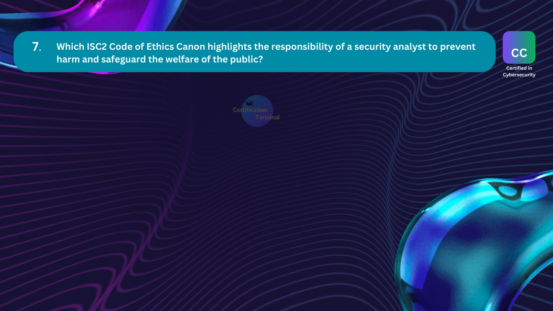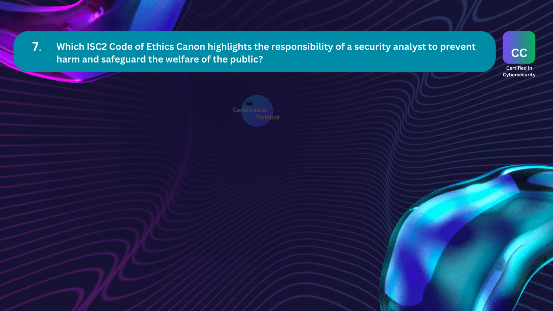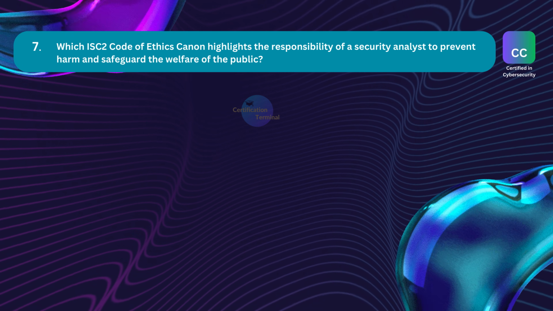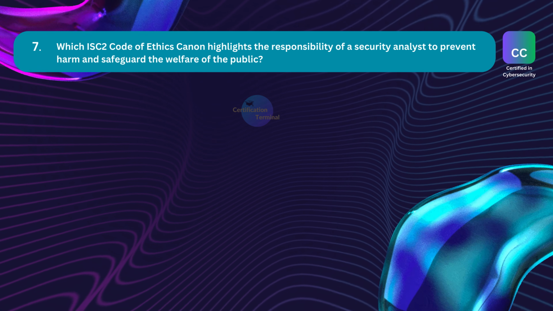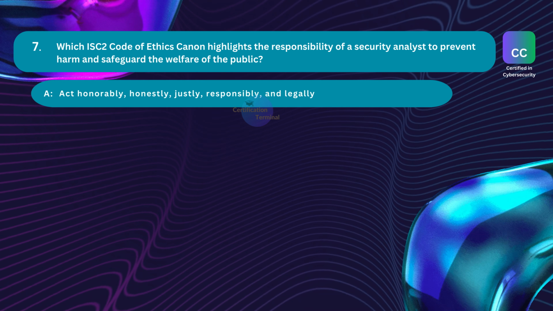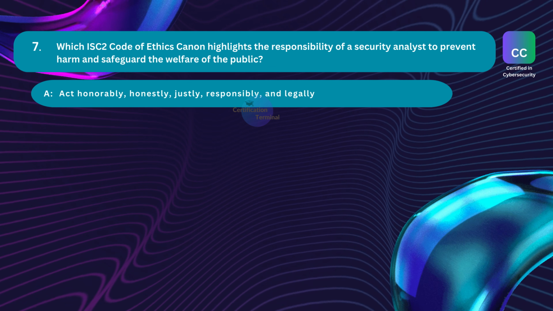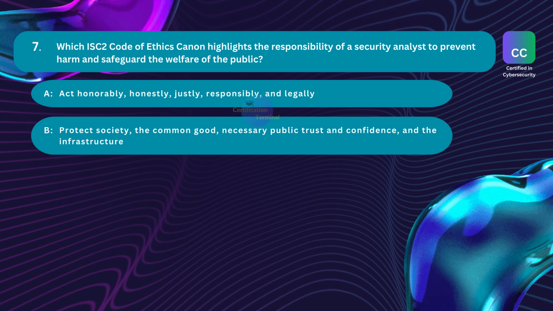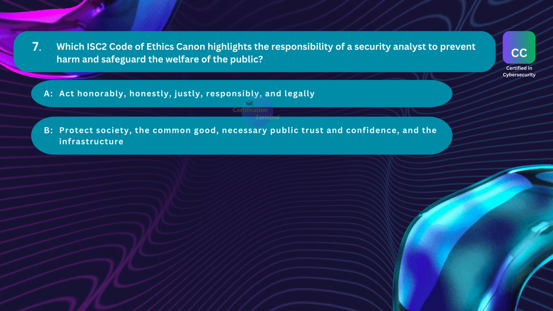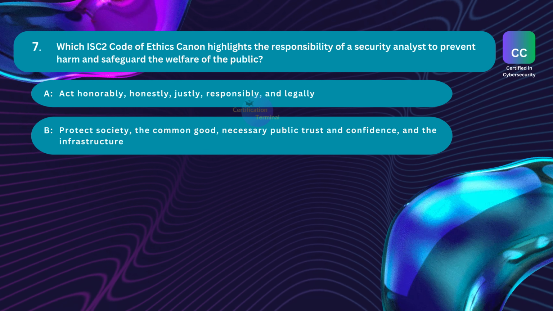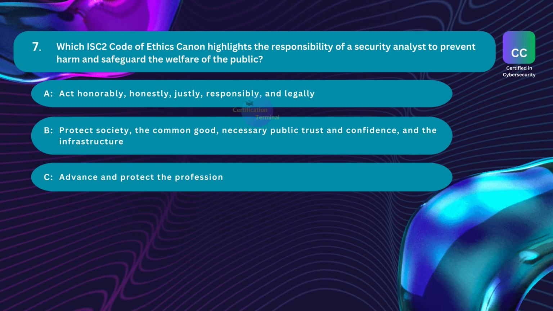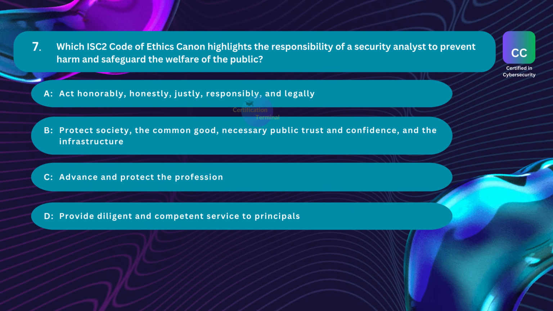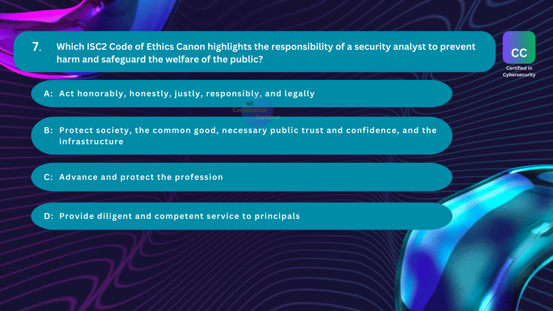Question number 7. Which ISC2 Code of Ethics canon highlights the responsibility of a security analyst to prevent harm and safeguard the welfare of the public? Option A, act honorably, honestly, justly, responsibly, and legally. Option B, protect society, the common good, necessary public trust and confidence, and the infrastructure. Option C, advance and protect the profession. Option D, provide diligent and competent service to principals.